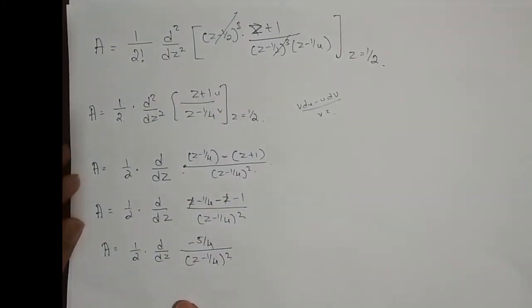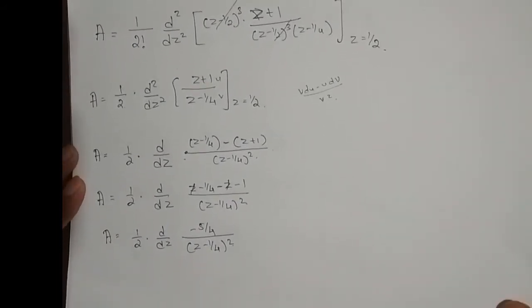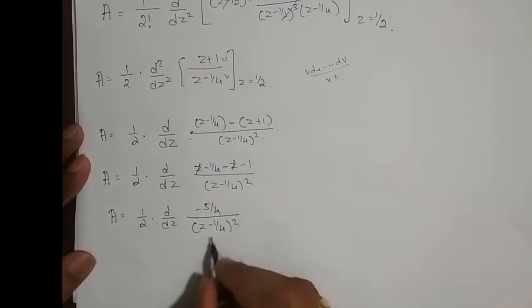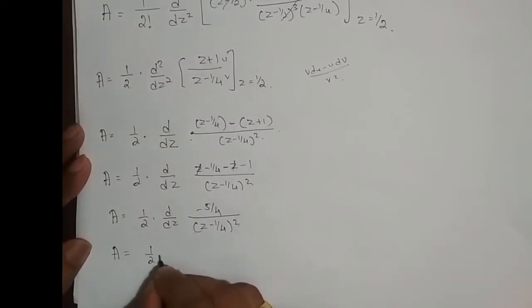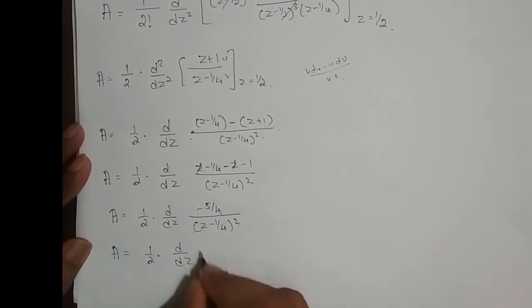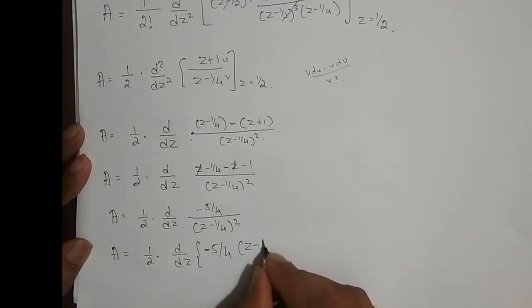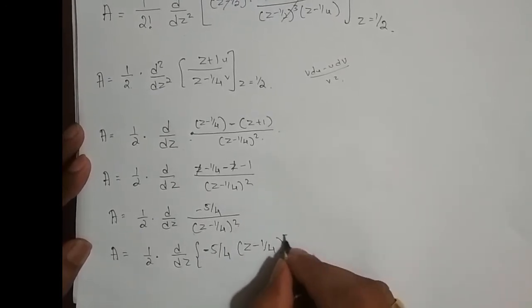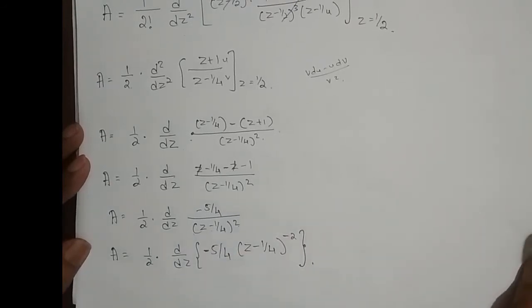So this is when I differentiate it one time. Now I need to differentiate it again. So to differentiate it again, I'll take this denominator to the numerator. I end up with a is equal to 1 by 2 into d by dz of minus 5 by 4 into (z minus 1 by 4) whole power minus 2. I just took this denominator to the numerator.